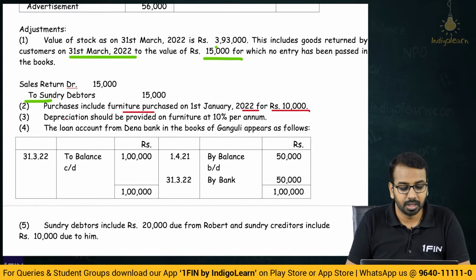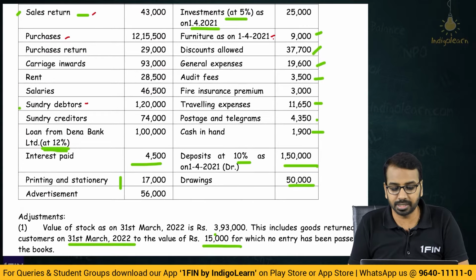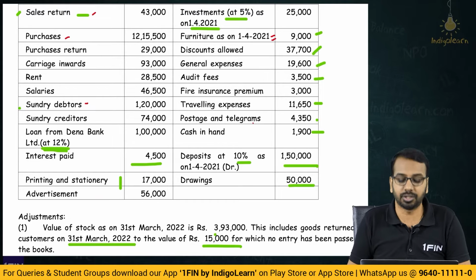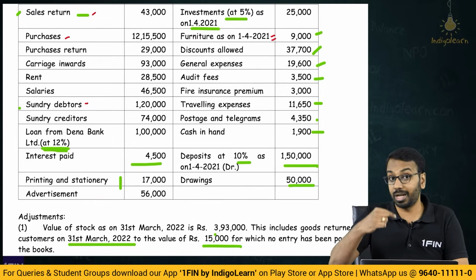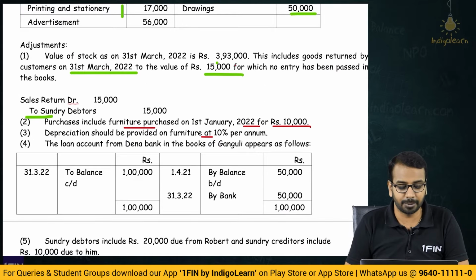Then depreciation should be provided on furniture at 10% per annum. So on furniture we have one more adjustment that is related to furniture. So I am making these small dots so that we recollect when we do the problem. Okay, that is second one is for depreciation.